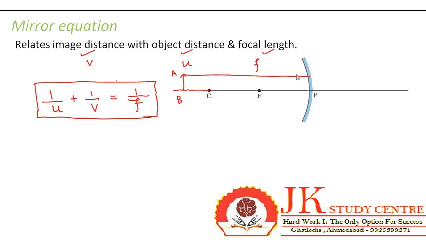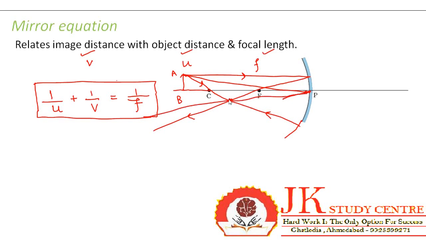So let us suppose this is a ray which goes parallel to the principal axis. After reflection, it will pass through the principal focus. There is another ray which passes through the center of curvature, and after reflection, it goes back along the same path. Let us suppose I apply another rule. It falls obliquely towards the pole, and therefore it goes back obliquely as well. So all these three rays, they meet up at this point, and therefore we get a real inverted image here. So this B dash A dash is a real and inverted image which we get.